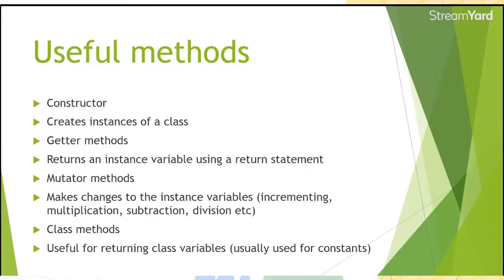I already showed this, and basically what it does is if you want to access a certain attribute, you use a getter method. And we have a mutator or a set method. Mutator and set are the same thing in this context. A mutator or a set method makes changes to the instance variable. So if you want, you can increment it, multiply, subtract, divide, or completely change the value of the variable itself by passing in a new value like I showed you. And finally, we have the class method, which is useful for returning class variables. For example, like I said earlier, it is used for constants.